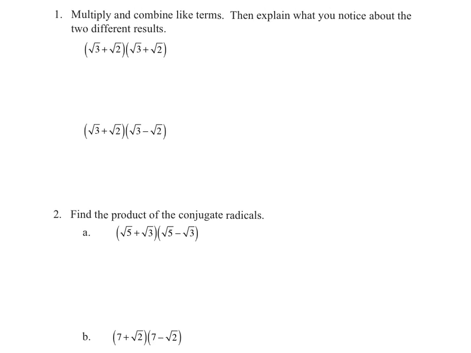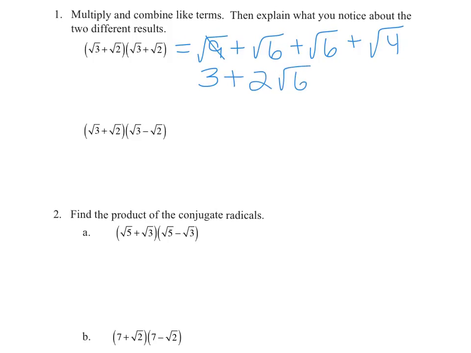So the first one's a binomial times a binomial, so we're going to do double distributive property. I'm going to end up with radical 9 plus radical 6 plus radical 6 plus radical 4. I'm going to simplify. The square root of 9 is 3. Radical 6 plus a radical 6 gives me 2 radical 6s. Square root of 4 is 2, and it's a plus 2. Combining like terms, I'm going to get 5 plus 2 radical 6 as my final answer. So I ended up with a binomial.